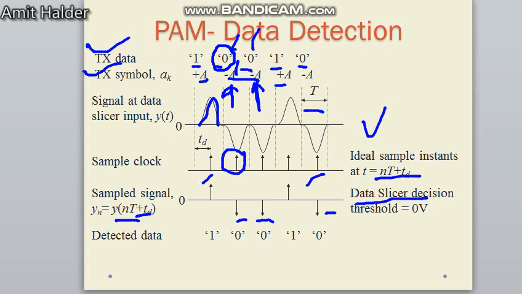So what will be the detected data? We have to map this again. When you find minus A, it will be 0. When you find plus A, it will be 1.